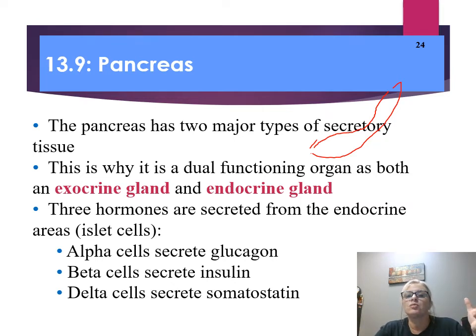And this has 3 types of hormone secreting cells, I should say, secreting. Alpha cells secrete glucagon, beta secrete insulin, and delta secrete somatostatin.